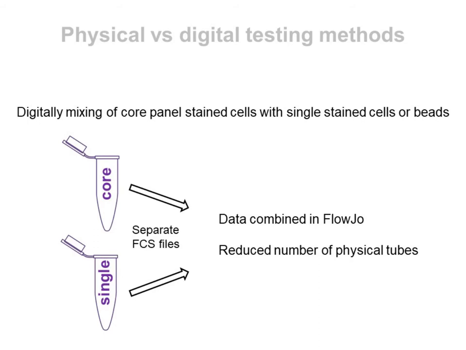So since both methods have some issues, and I have shown you both previous methods to see how we come to this now, to do what we call digital mixing, and we took advantage of FlowJo, for instance, to digitally drop in the single stains, and then we combined them in an FCS file.